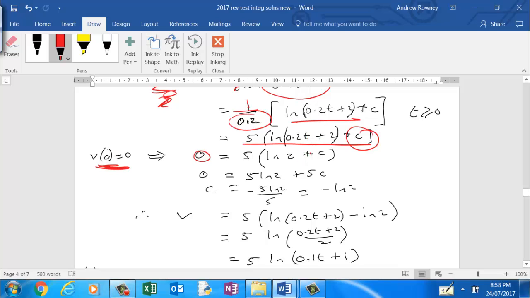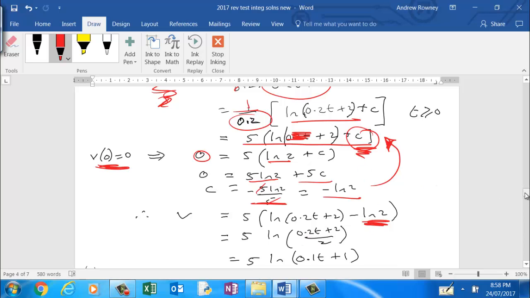So if you put 0 in for t, that wipes that component out, and so you get ln 2 plus c. Times the 5 through, 5 ln 2 plus 5c. Take the 5 ln 2 over the other side to give minus 5 ln 2, and then divide by 5, so that's the c value. 5's cancel, so it's minus ln 2. Plugging it back into the original velocity equation here, we can put minus ln 2 where the c was.